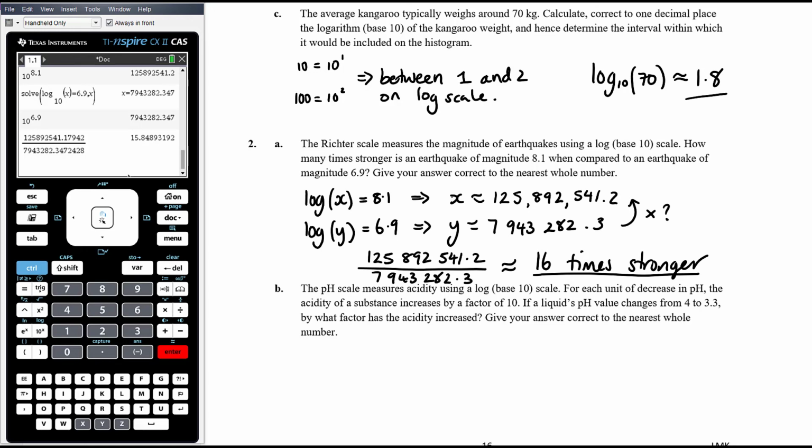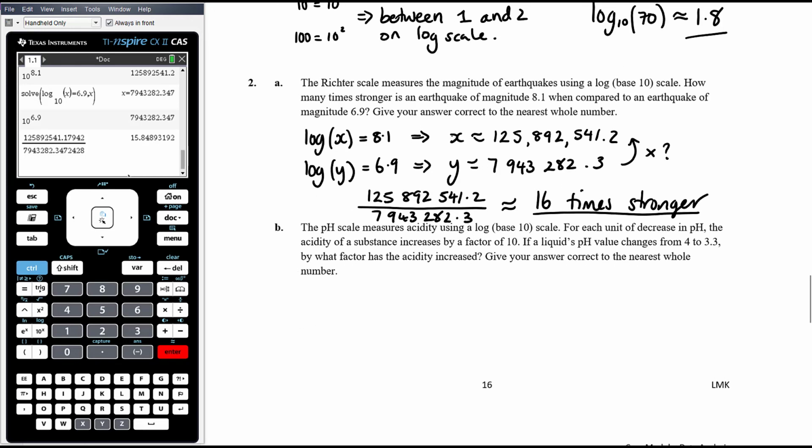Another common log scale is the pH scale. The pH scale measures acidity using a log with a base of 10 scale. So for each unit of decrease in pH, the acidity of a substance increases by a factor of 10. So if you've got a pH of 4 and it goes to a pH of 3, so it's going down, it's getting more acidic, so 10 times more acidic. Right, if a liquid's pH value changes from 4 to 3.3, by what factor has the acidity increased?